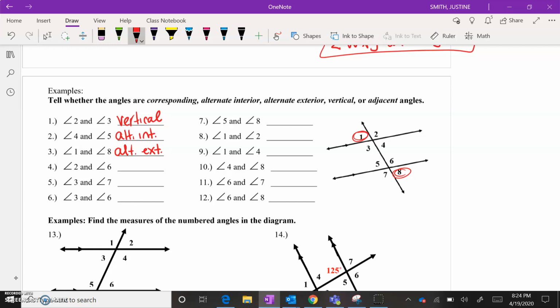Angle 2 and angle 6. Okay, so again, if I split these into the top 4 and the bottom 4, angle 2 and angle 6 share that same position. So those are corresponding. Angle 3 and angle 7, again, same sort of thing. Those would share that same position, so would also be corresponding.